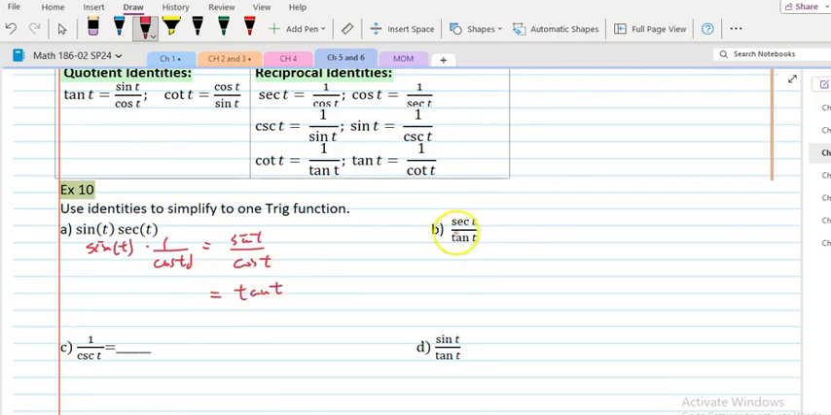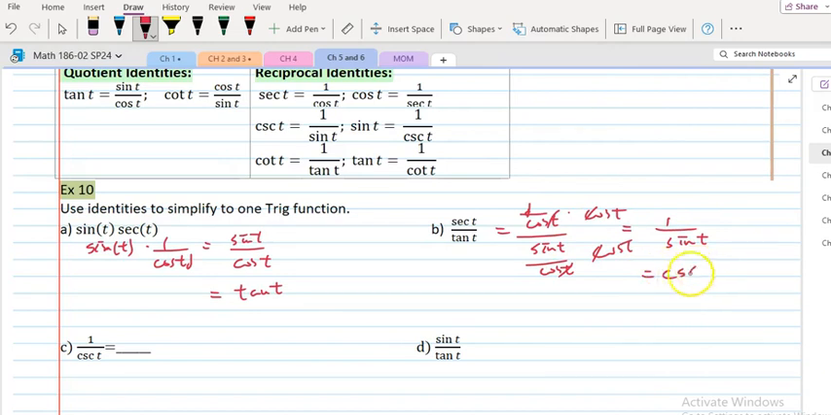What about secant t over tangent t? Secant t is 1 over cosine t. Tangent t is sine t over cosine t. Now, they both have cosine t, so I multiply by cosine t top and bottom. It cancels, so that's equal to 1 over sine t. But 1 over sine t is what? It's cosecant t. So you begin with 2 different trig functions and end up with 1.